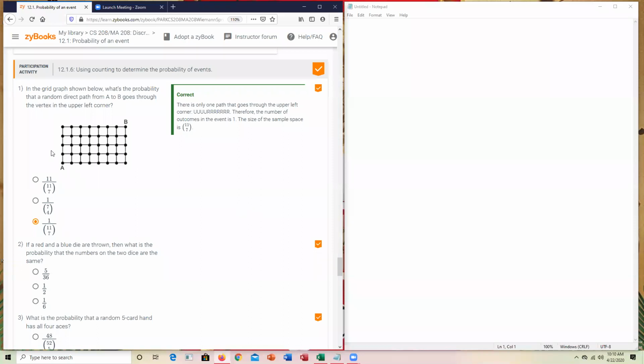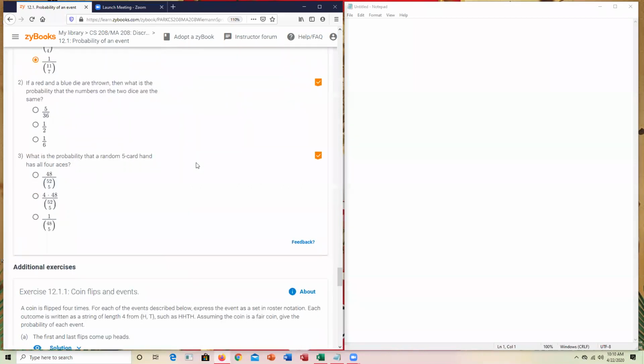Okay, last participation activity in this section. The first one in 12.1.4 talks about direct paths. But in this particular instance, there is only one way that you can go the direct path between A and B, utilizing the vertex in the upper left-hand corner. So there's only one possible outcome. To determine that, it's going to be an N choose R, where R is 7 in this graph and there are 11 possible outcomes. So 11 choose 7. The ratio between those two becomes your answer to problem number 1.